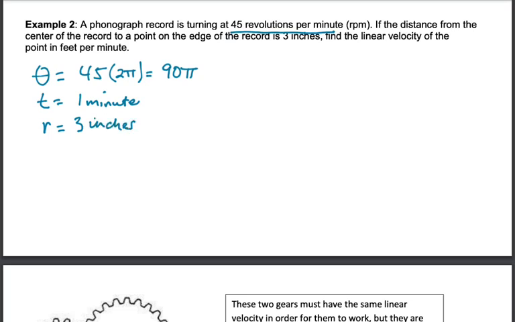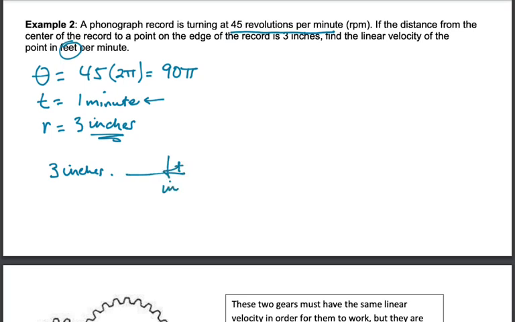Find the linear velocity of the point in feet per minute. So this time I need feet instead of inches. And I need minutes, which I wrote this in minutes, so we're good there. But I do need to convert 3 inches to feet. So when you're converting 3 inches to feet, you need your units to have feet in them, not inches.